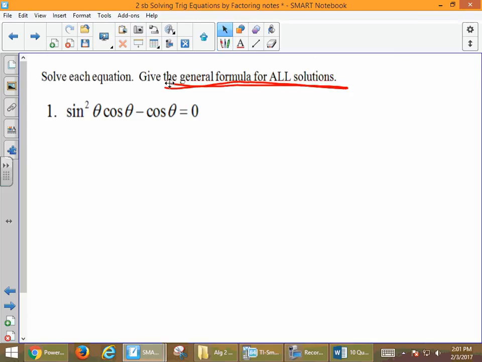And so, what is the first step we should try when we want to factor? What's the first attempt we need to do? GCF. So do we have a GCF in our problem?